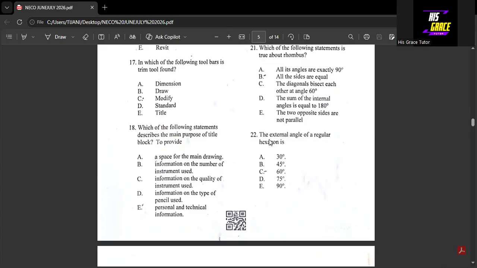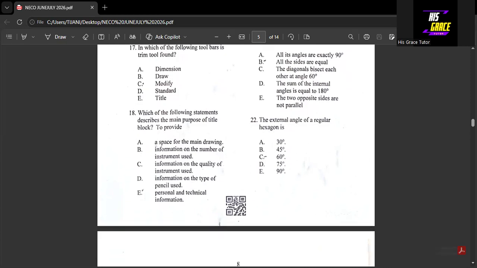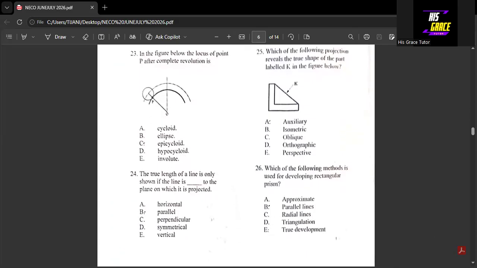Now question 22 says that the external angle of a regular hexagon is 60 degrees. So option C gives us the answer to question 22. Then going to question 23, which says that in the figure below, the locus of a point P after complete revolution is an epicycloid. An epicycloid is the locus of a point obtained when a circle is rolling over the circumference of another circle. So the answer is epicycloid.